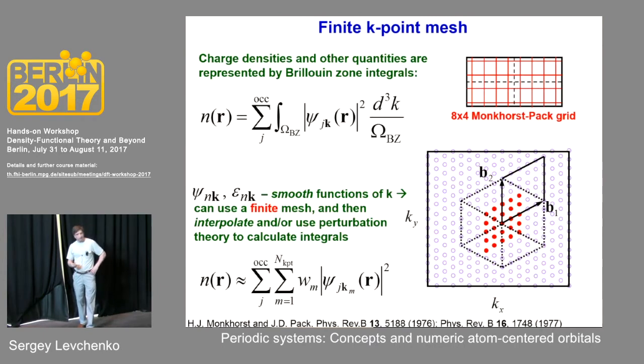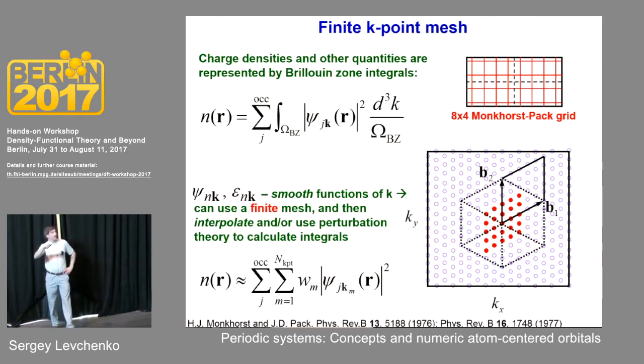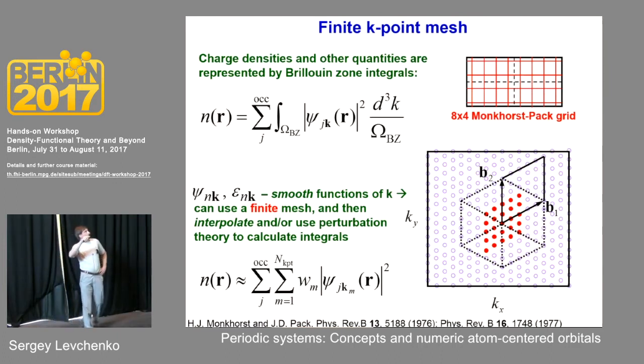So we have an infinite number of states and an infinite number of k points. How can we calculate this? For example, how can I calculate the density, which in principle is an integral over the Brillouin zone of the square of the wave functions? For this, I would need to know wave functions in every k point, but there is an infinite number of them.